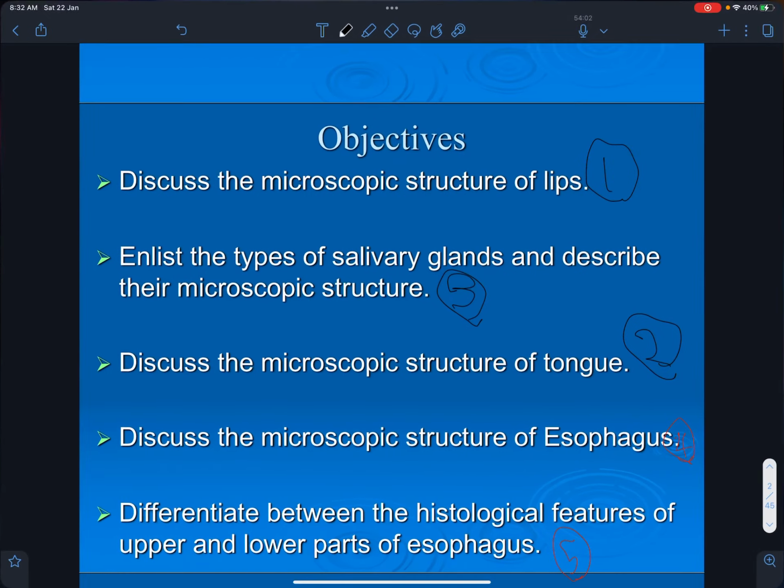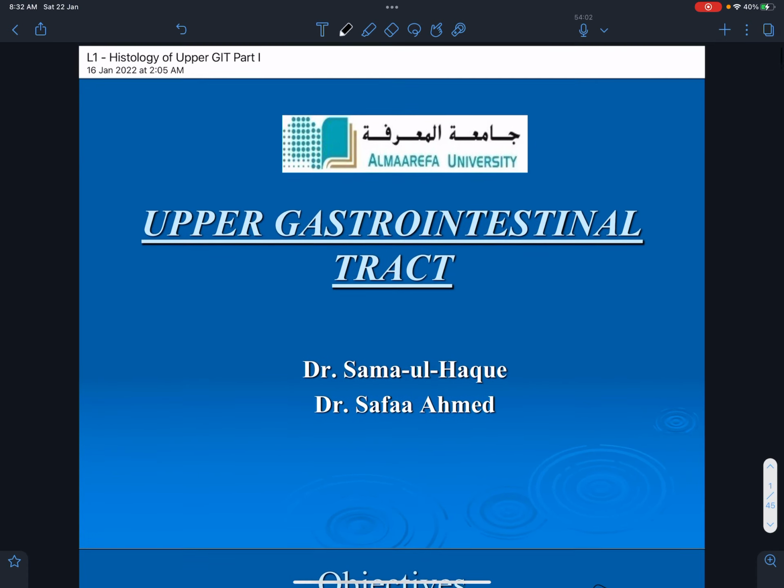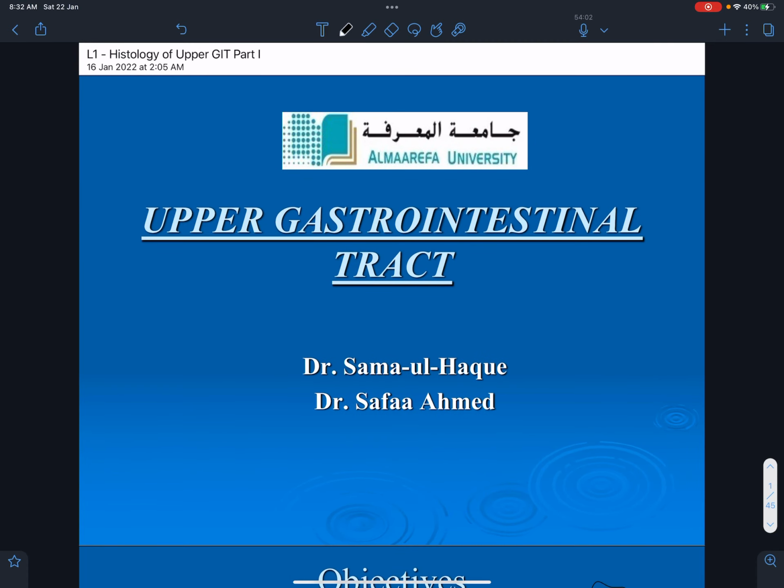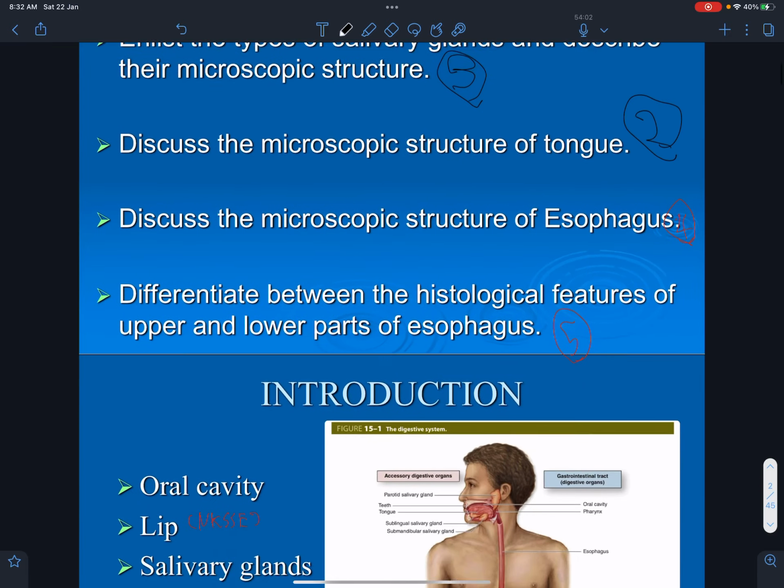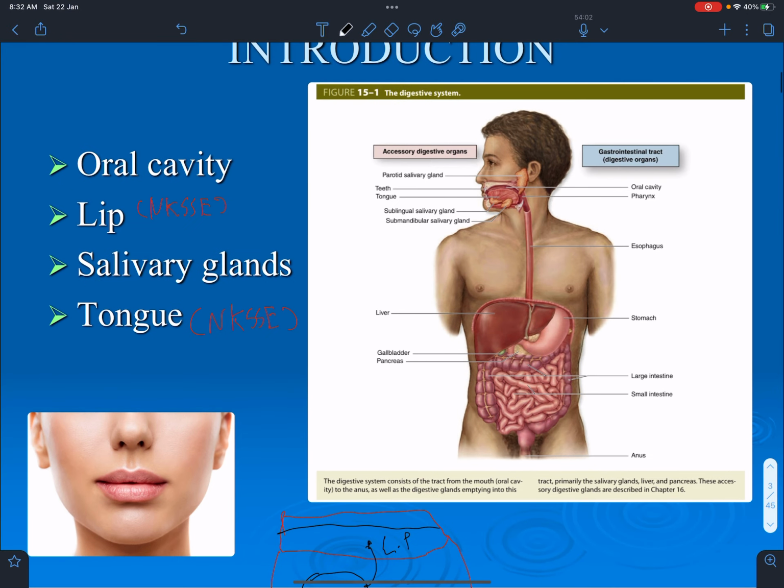Alright, Bismillah. Let's start with doing a quick revision, I hope, for the upper GIT tract regarding the histology. Now, of course, we're going to start with the oral cavity histology all the way to the esophagus. We're going to take the stomach and duodenum in part 2, inshallah. And so we're going to start with the oral cavity to the esophagus in that case.